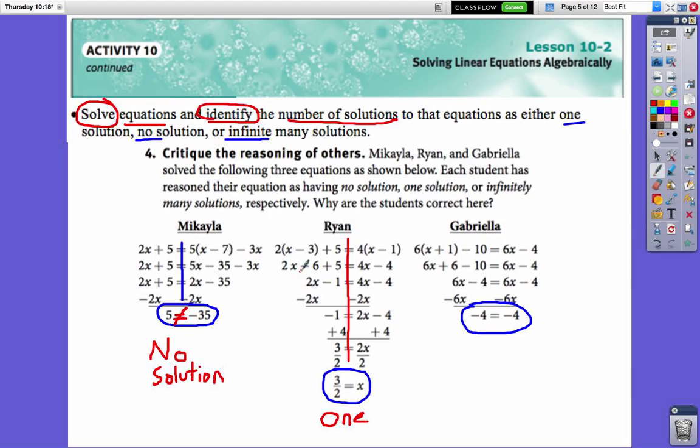In Gabriella's equation, she solved, and notice that she has negative 4 is equal to negative 4. Whenever you have an equation that ends up being equal on both sides, this means that there are an infinite number of solutions, which means any number that you plug in for that variable is always going to make both sides equal. It doesn't matter if you plug in negative 100 or positive 100 or 0 or a decimal. Anything you plug into x is going to make both sides of the equation balance. These are the three types of solution sets we're going to be looking at today.